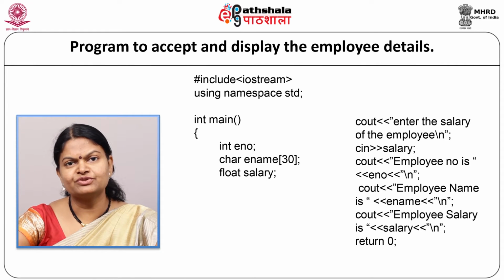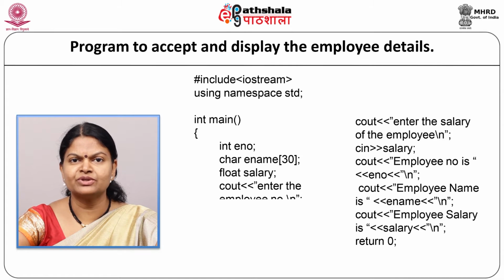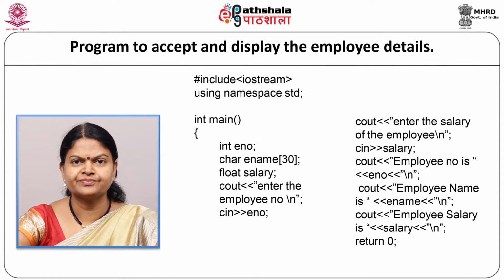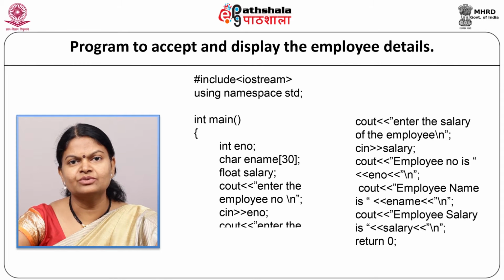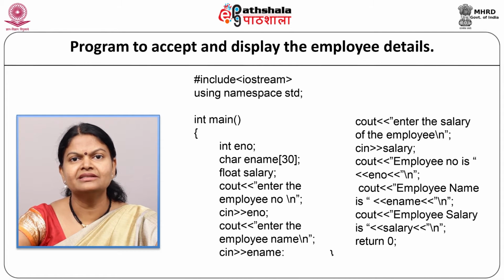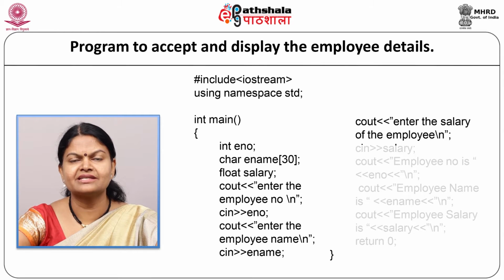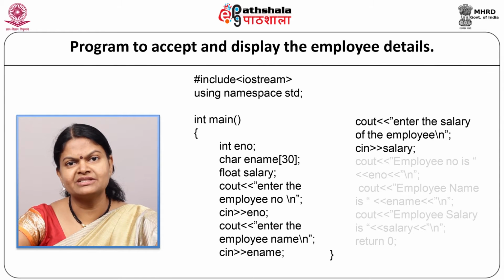Now we will take the input from the user. We will write the statements as cout, enter the number of the employee, cin employee number. Here the message will be displayed to the user and the employee number will be accepted from the user. Now the second thing, cout, enter the employee name, cin employee name. Here the employee name message will be displayed to the user and the name of the employee is accepted from the user. The third, cout, enter the salary of the employee, cin salary. Here the salary message will be displayed to the user and the salary of the employee will be accepted from the user.